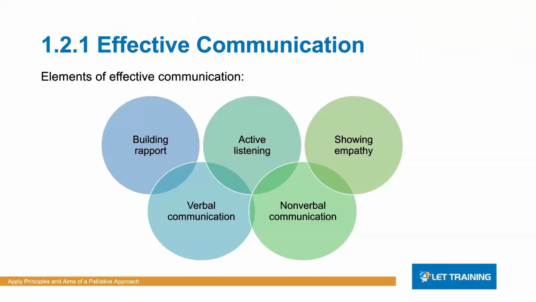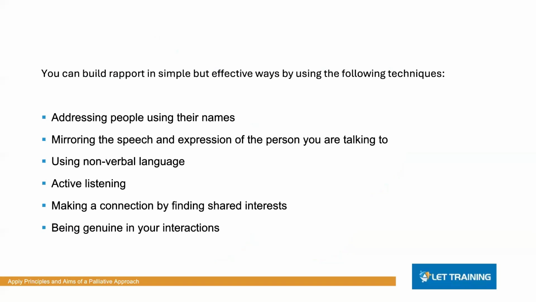Effective communication. Elements of effective communication include building rapport, active listening, showing empathy, verbal communication, and non-verbal communication. The first and most important step to opening communication lines is building rapport. Rapport is defined as a harmonious relationship between individuals or groups of people.